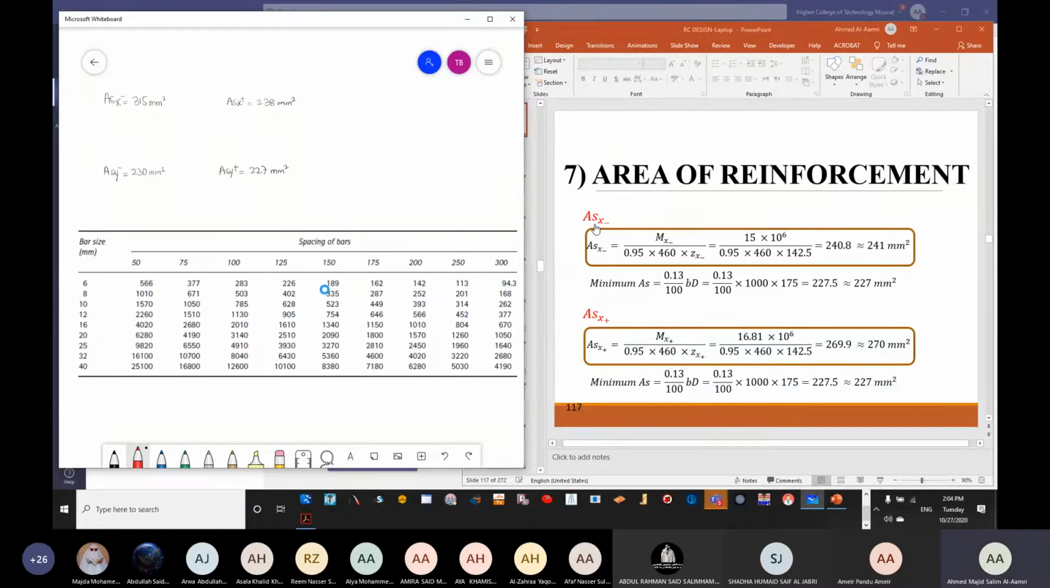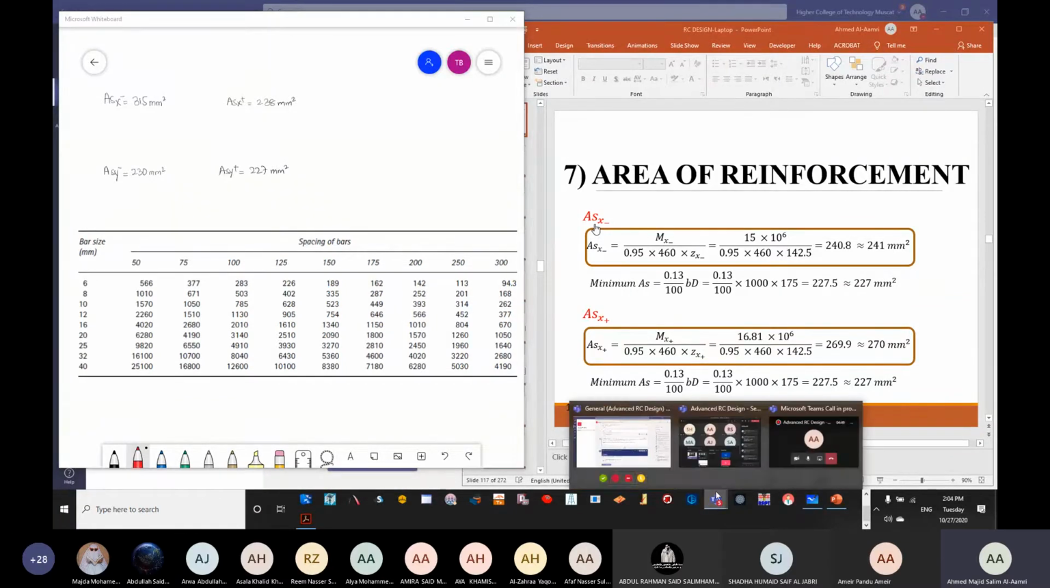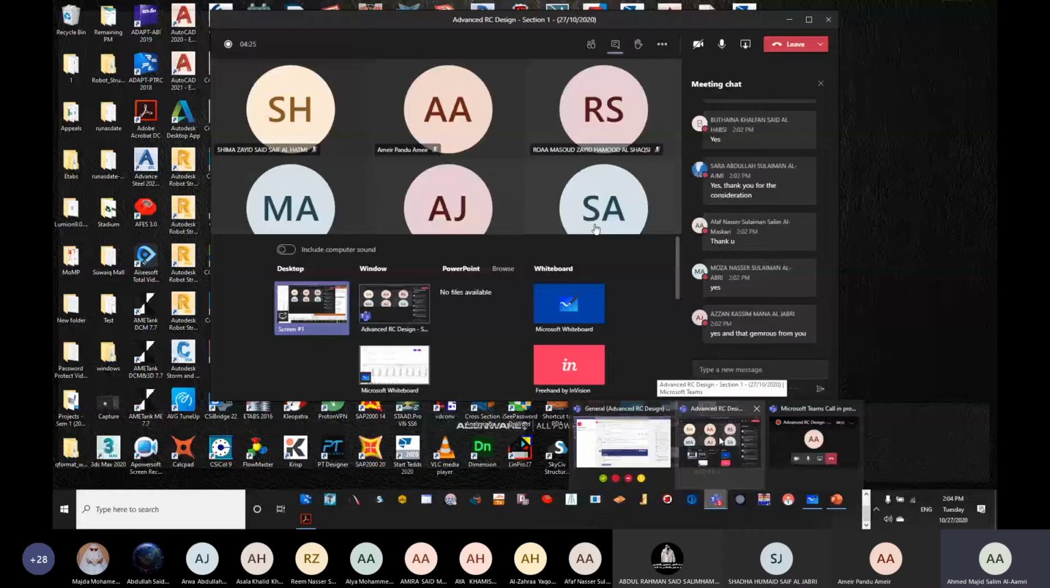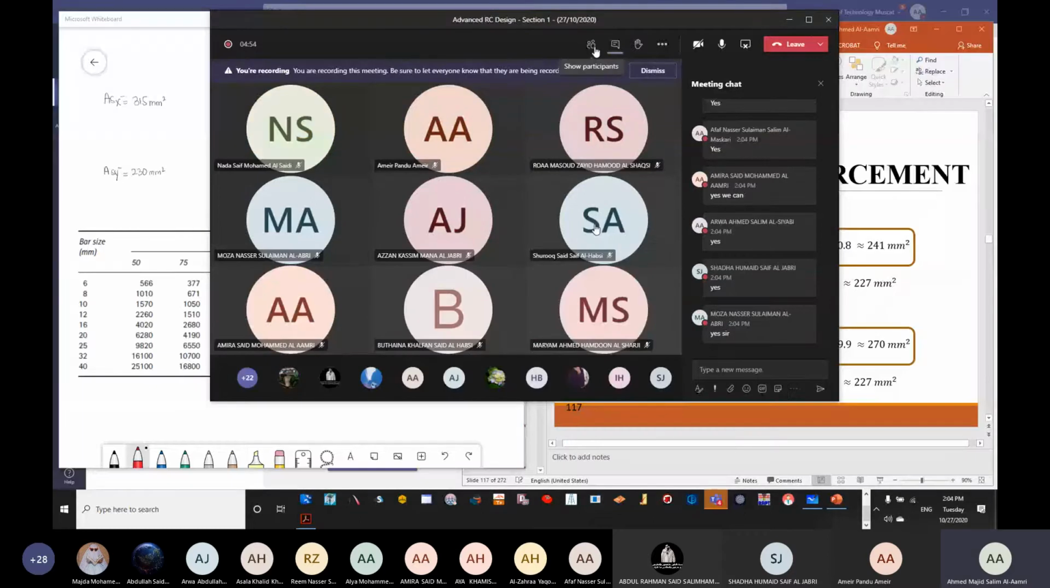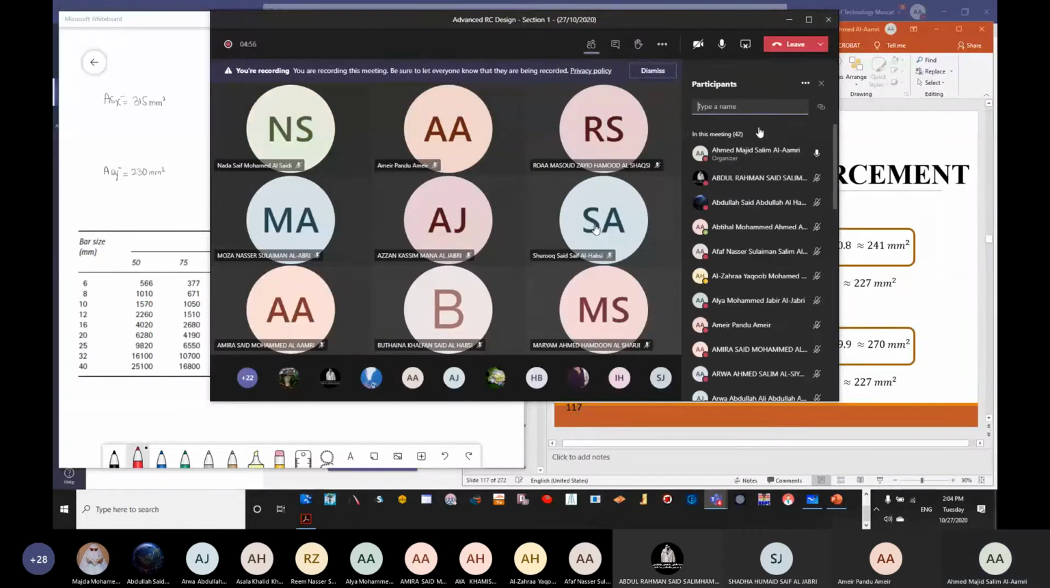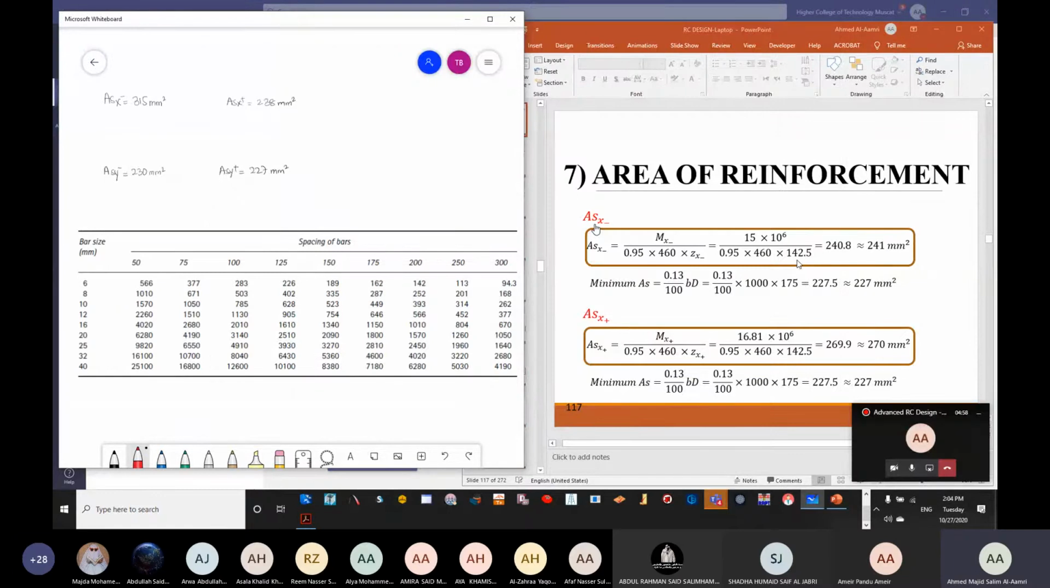Okay. So if you remember in the previous classes, we have learned how to draw the bending moment diagram. We have learned how to find the coefficients, how to find the moment. We learned how to find the K value, the Z value, and then AS.